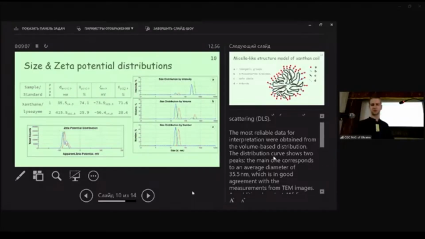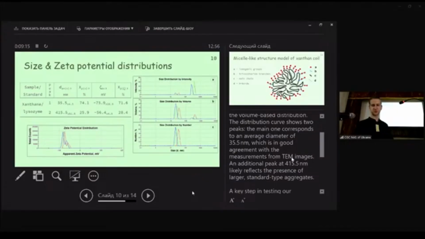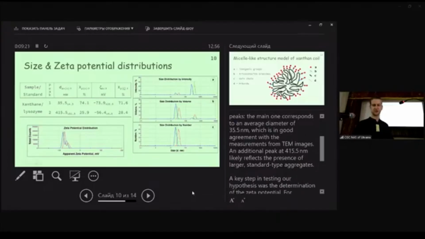The distribution curve shows two peaks. The main one corresponds to an average diameter of 35.5 nanometers, which is in good agreement with the measurements from TEM images. An additional peak at 415 nanometers likely reflects the presence of larger but standard type aggregates.